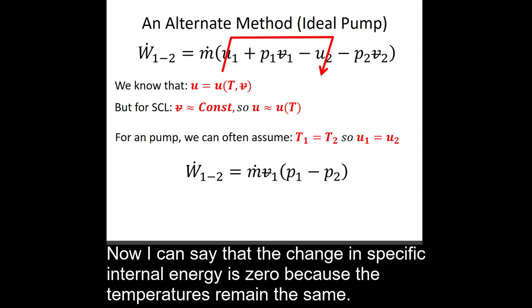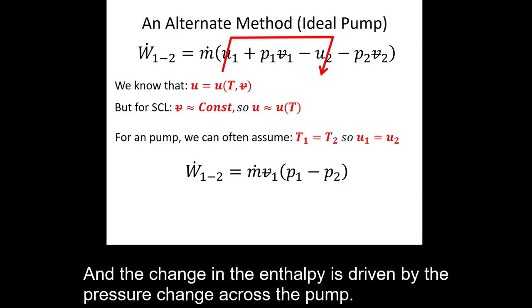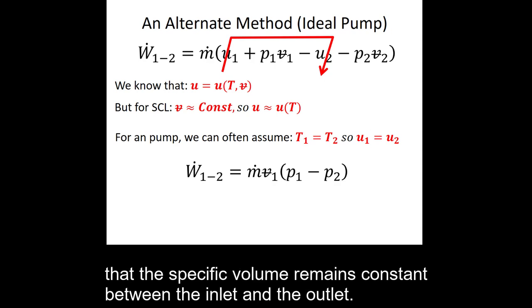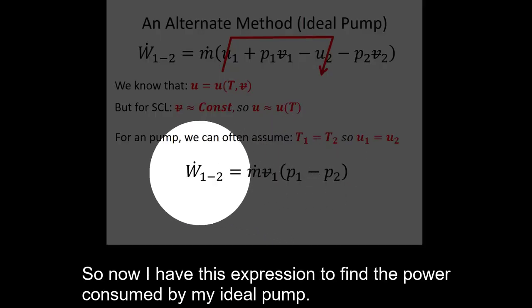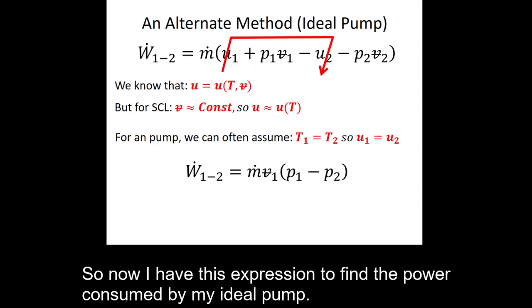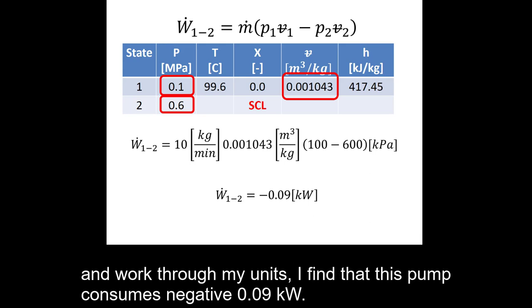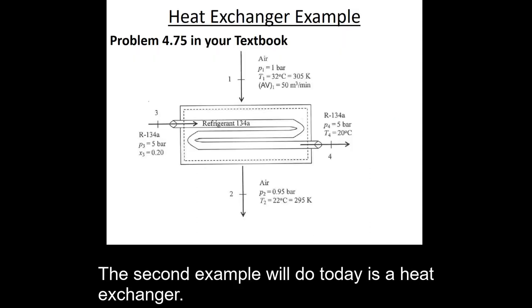Now, I can say that the change in specific internal energy is 0 because the temperatures remain the same. And the change in the enthalpy is driven by the pressure change across the pump. For these subcooled liquids, we're also going to assume that the specific volume remains constant between the inlet and the outlet. So now I have this expression to find the power consumed by my ideal pump. I have some information in my state table, and it's enough to solve the problem. After I put this information into my calculator and work through my units, I find that this pump consumes negative 0.09 kilowatts.